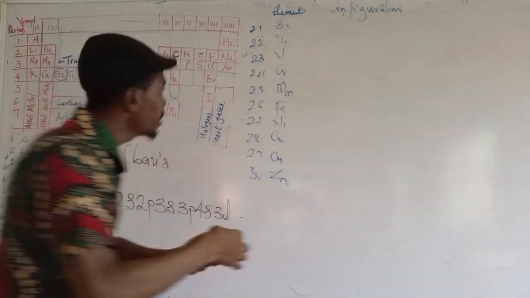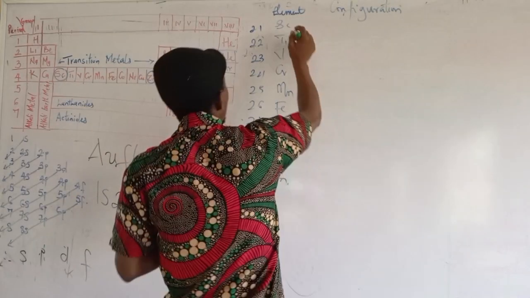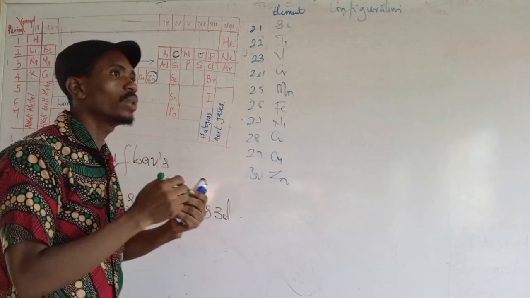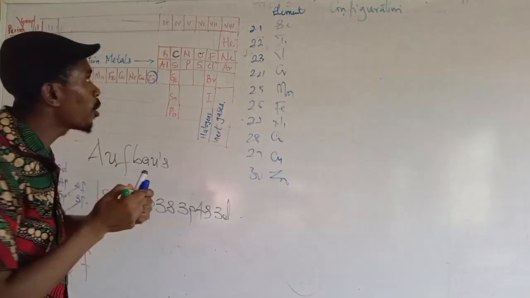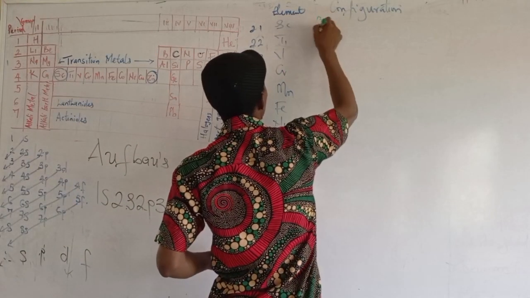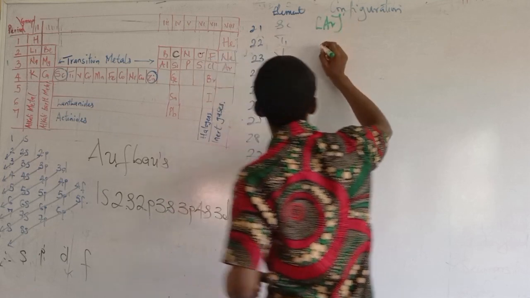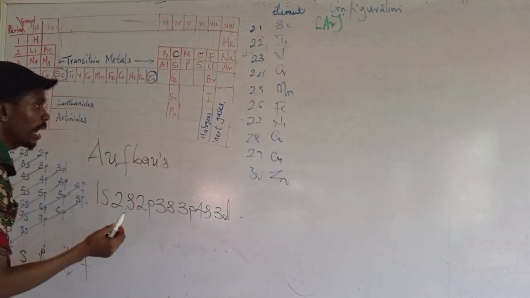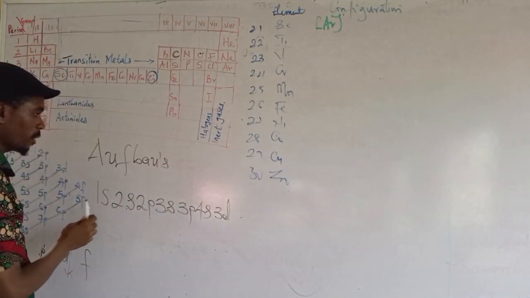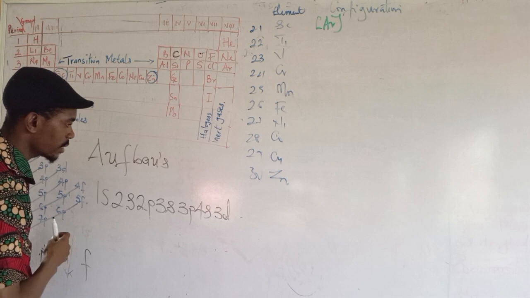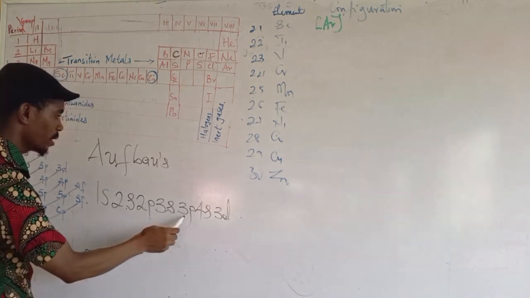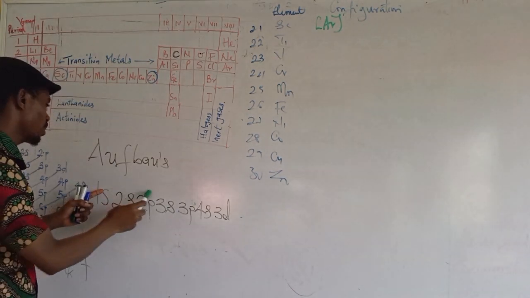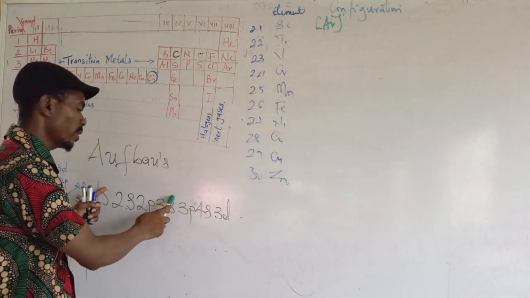So after configuring them, we will now appreciate the reason why we said they have partially filled d orbitals. Of course, scandium is 21, and the closest stable electron configuration to it is argon. So 21, if you have argon removed from it, argon is 18, we are left with 3. So that 3, if we come here, this is argon. Argon stopped at 3p6. Okay, because this is 2, 2, 6, 2, 6, 18.